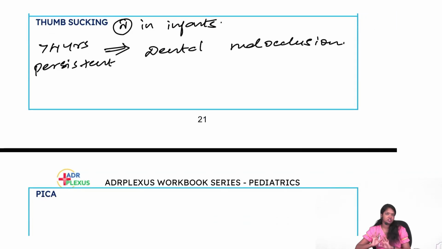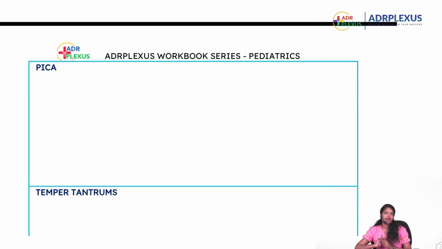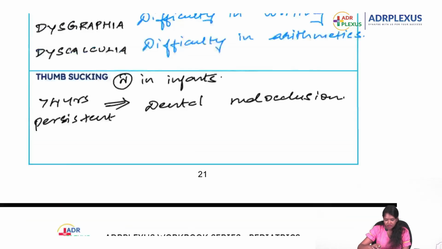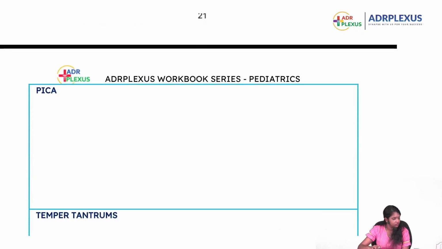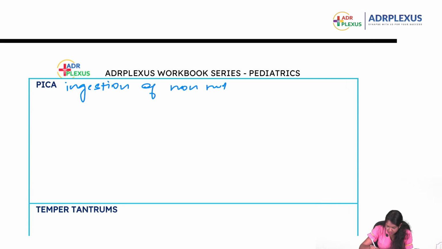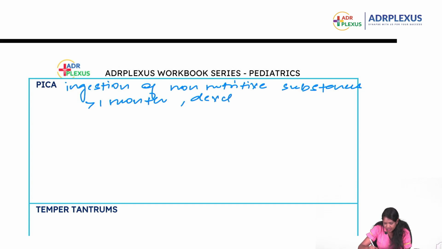After 2 years, usually most of the children will stop thumb sucking. Yes. What is pica? Pica. Have you heard of this pica? Yes, pica. Ingestion of non-nutritive substances persistent for more than 1 month, which is developmentally inappropriate.